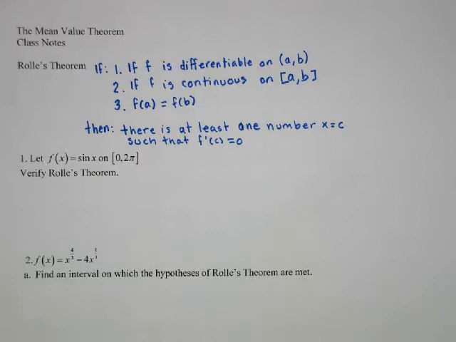The conclusion is if the three conditions are met, then there is at least one number x equals c such that f prime of c, the derivative, is equal to 0. Okay, so I want to illustrate this for you.